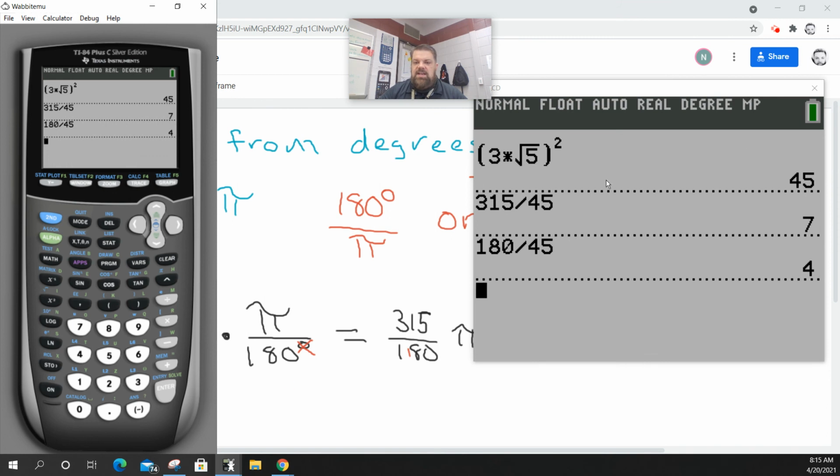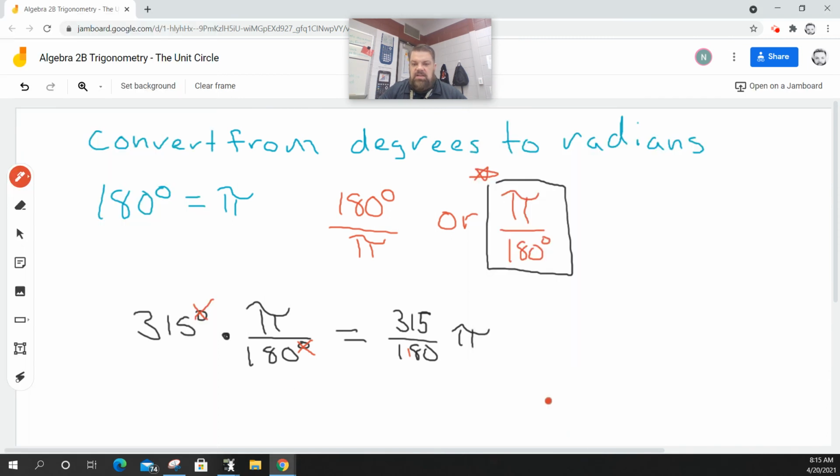So that means that if I take this 315 and I divide the top by 45 and I divide the bottom by 45, it's legit as long as I do the same thing to both the top and the bottom. Then I get 7 over 4 times pi. And sometimes you'll see it written like this, 7 pi over 4.